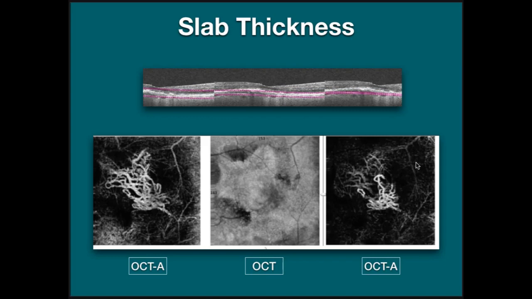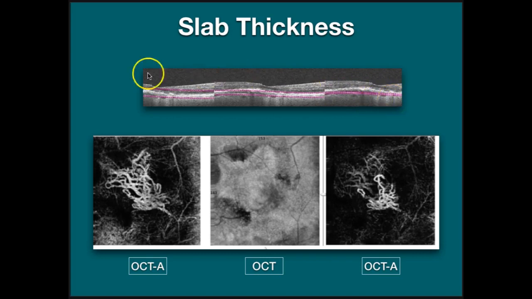As we look at our cross-sectional images, we can select different slab sizes to image more and more of the retina. So we could, for example, select a whole retinal slab from the internal limiting membrane to the RPE, or we can also narrow it down to look at a very, very fine slice.